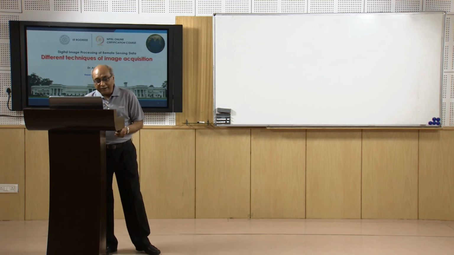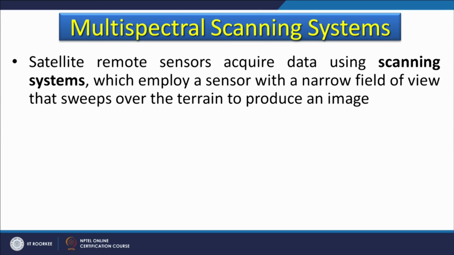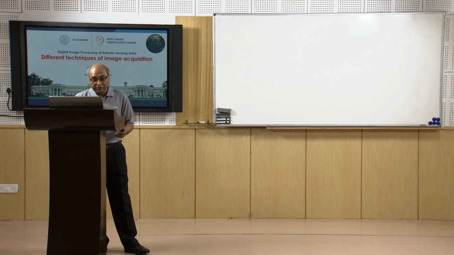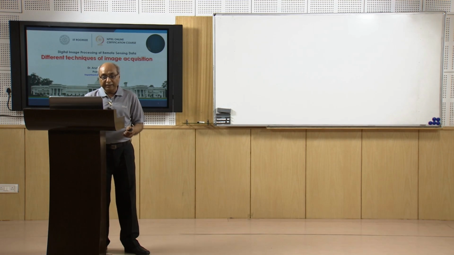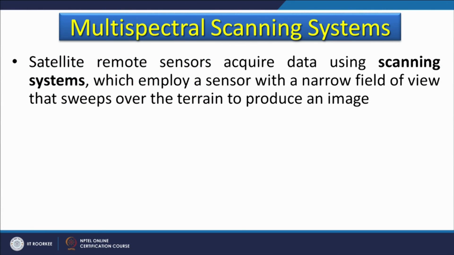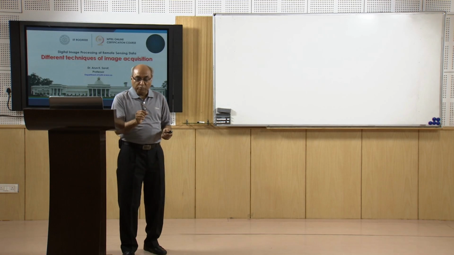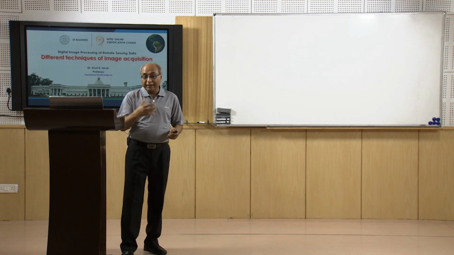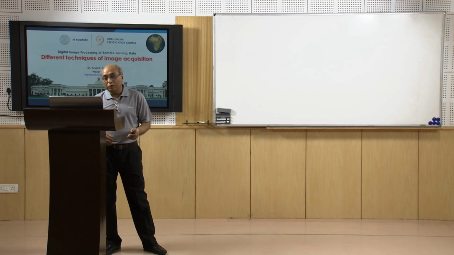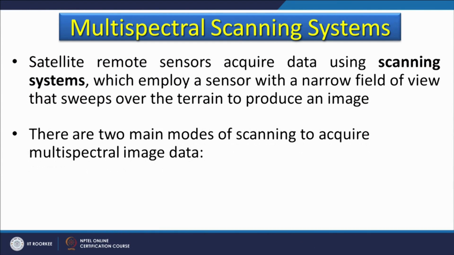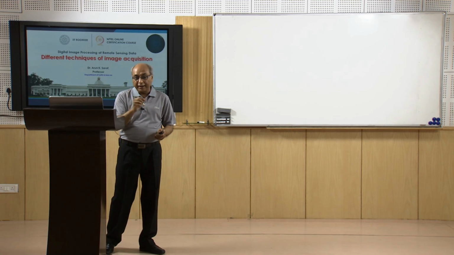In satellite remote sensing, sensors acquire data using scanning systems and not a snapshot like in the case of IRS 3D. These are all scanning, not non-scanning, which implies a sensor with a narrow field of view, that is, the IFOV is very narrow. Very narrow means it covers a very small part of the earth, which means higher spatial resolution, and it sweeps over the terrain to produce an image.